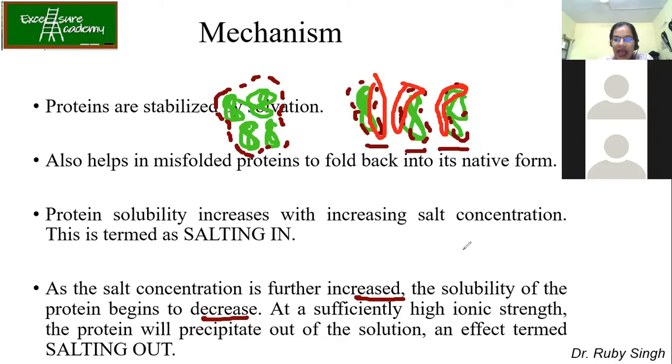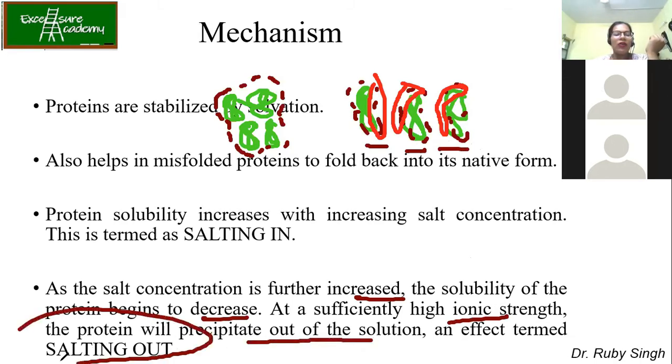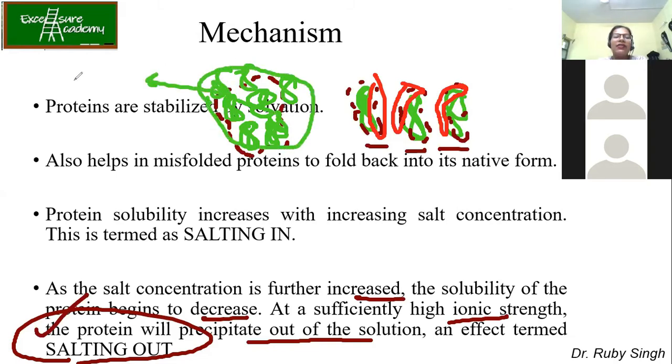So at a sufficiently high ionic strength, when you have added a high amount of ammonium sulfate, the protein will precipitate out, and this is called salting out. So what exactly the principle or the mechanism we are using here is the salting out process. Okay. So now what will happen? More and more of protein will come over here. Okay. And then what happens? All these will come together and it will precipitate out.